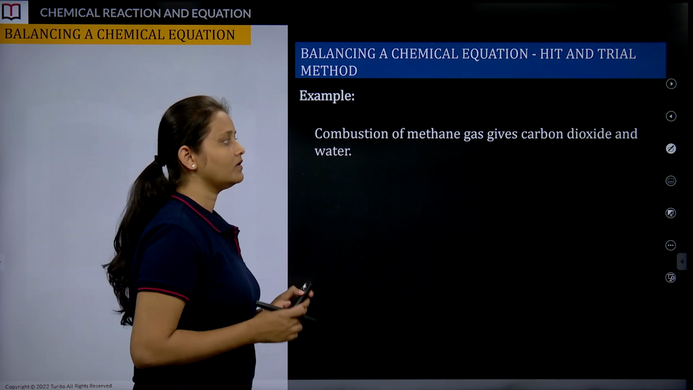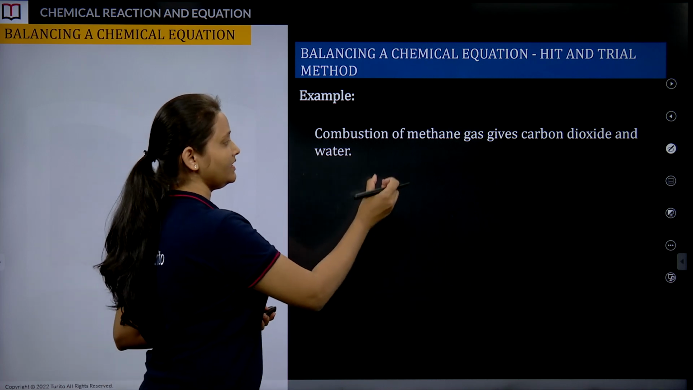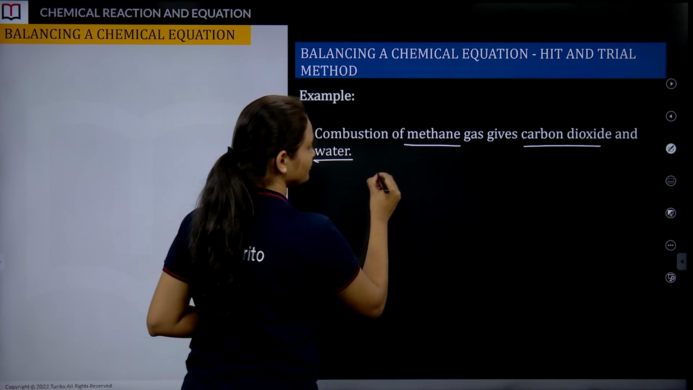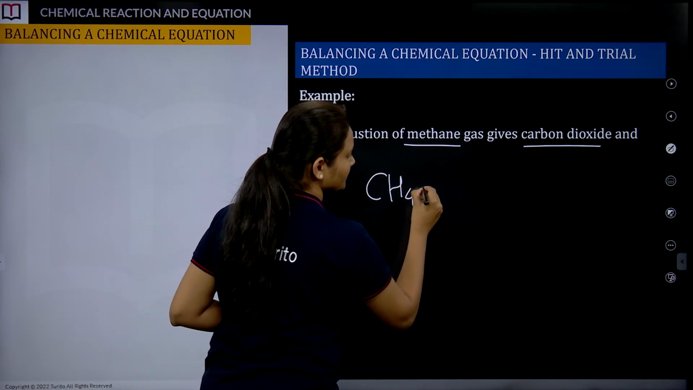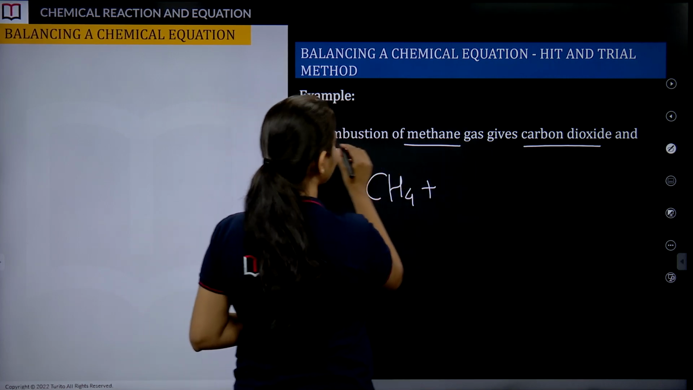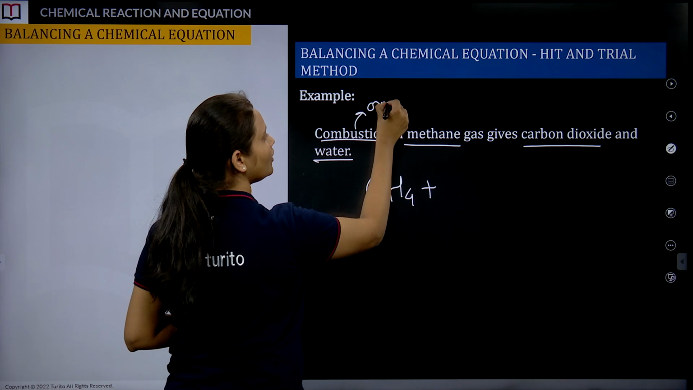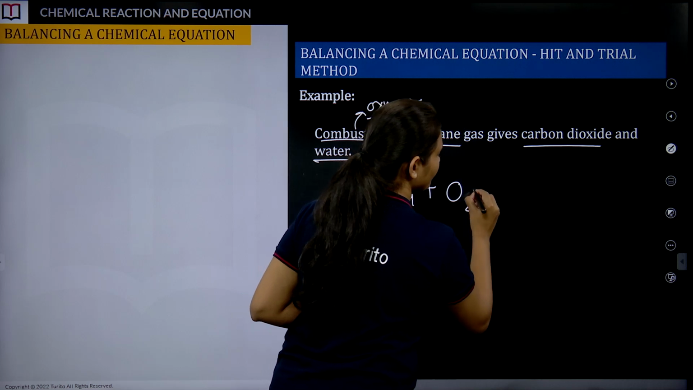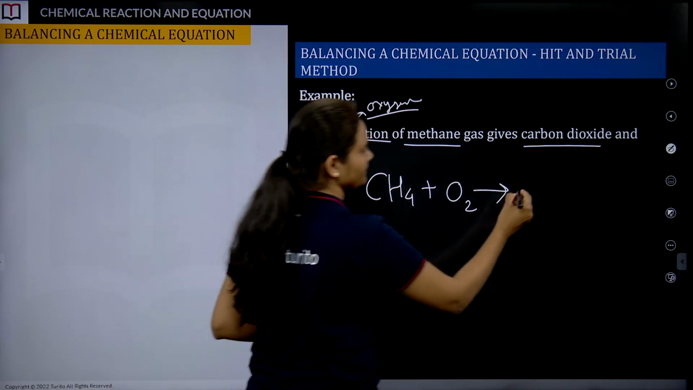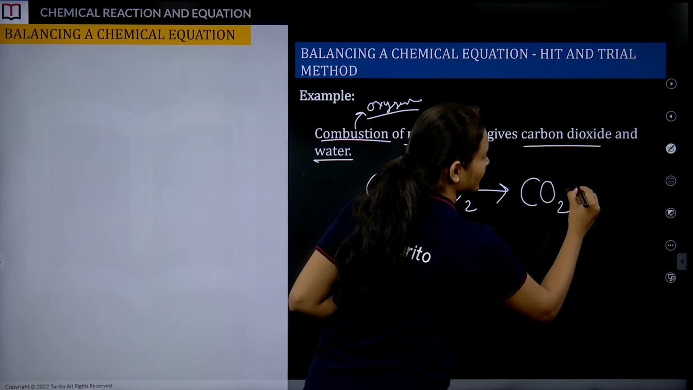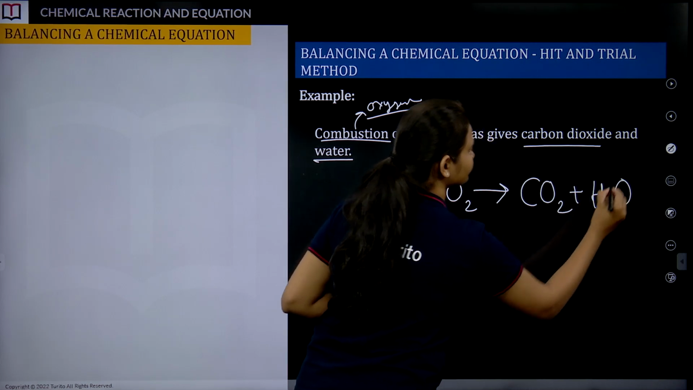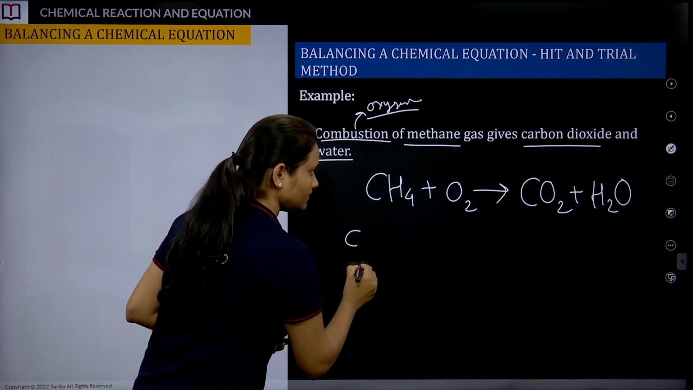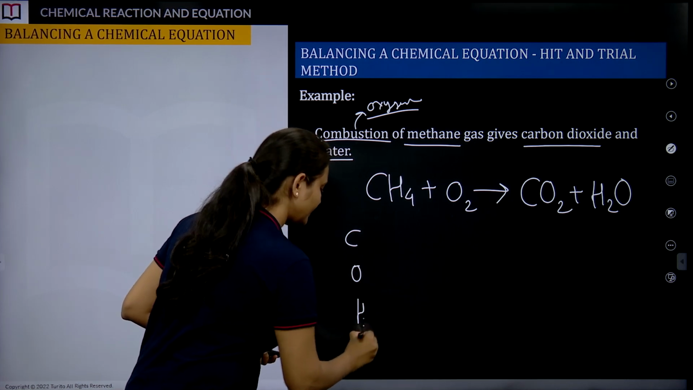Okay. So this is a sentence, that is combustion of methane gas gives carbon dioxide and water. So I should know how methane looks like. It is CH4 along with, see, its combustion happens in the presence of your oxygen gas. So try to remember that also. That means O2 going to give you what? They have given the products, okay. So on combustion usually you get carbon dioxide and water, okay.